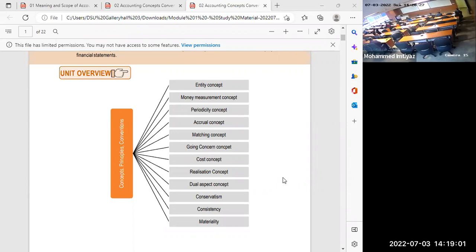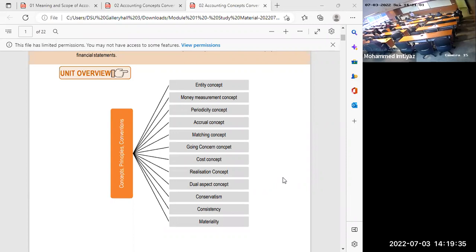Suppose you paid 12,000 rupees as insurance premium on 1st January 2022, and you are closing your books of accounts on 31st March 2022. How much insurance should be deducted from the income of the current year? Only 3 months, so 3,000 should be treated as insurance premium for the current year. Because the remaining 9,000 rupees, you already paid, but you are going to get the benefit in the next year.